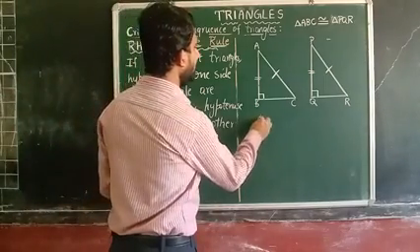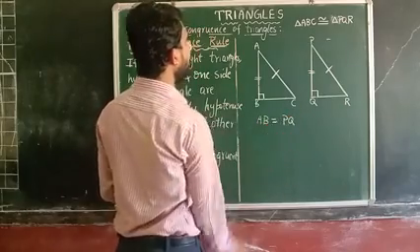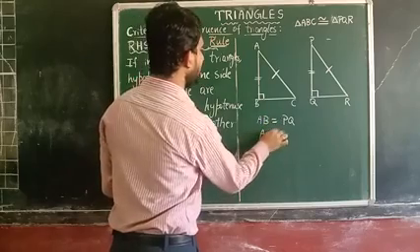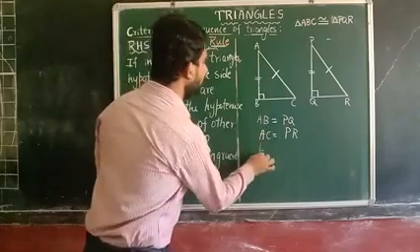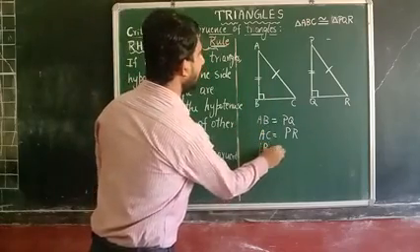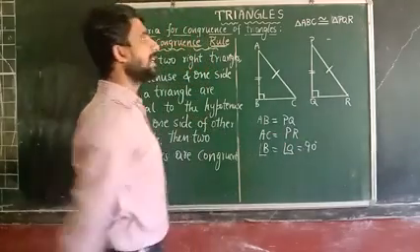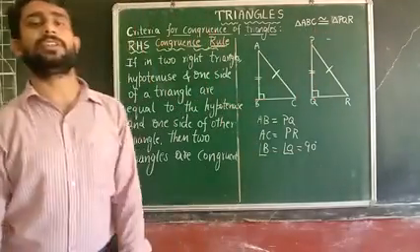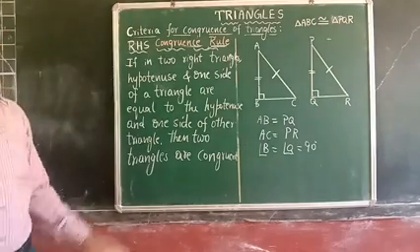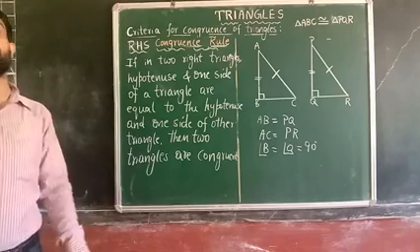Here AB is equal to what? AB is equal to PQ, and AC is equal to what? AC is equal to PR, and the triangles must be right angled, that is both angles equal to 90 degrees. If these conditions are satisfied, then we can say that these two triangles are congruent. This is the RHS, right angle hypotenuse side congruence rule.